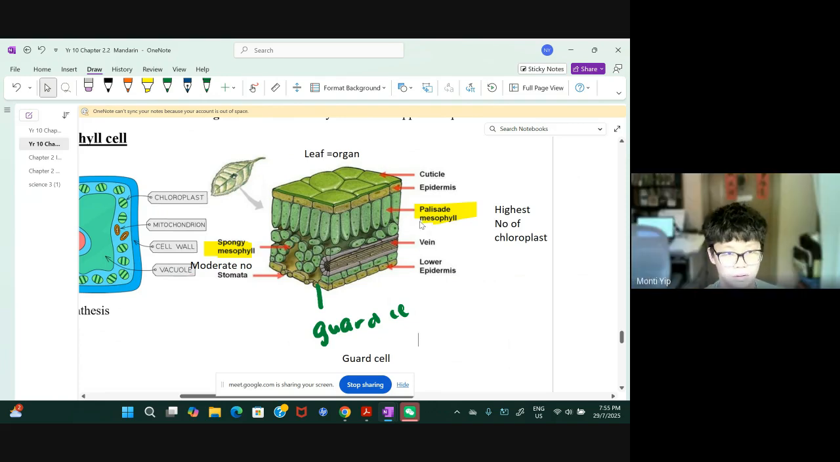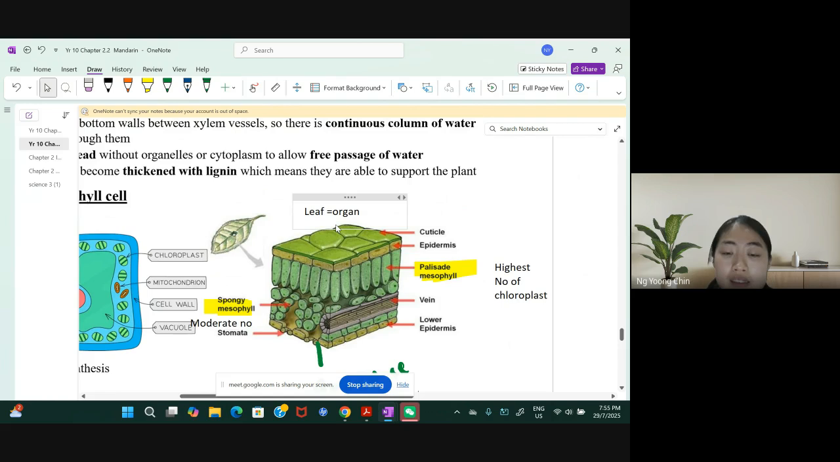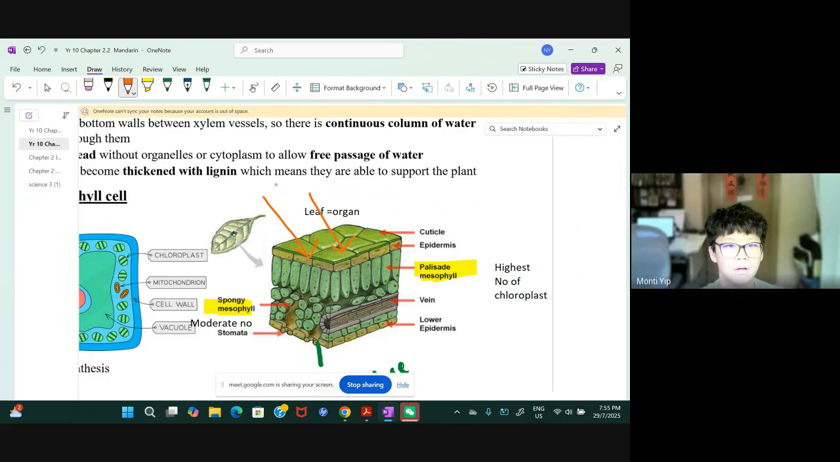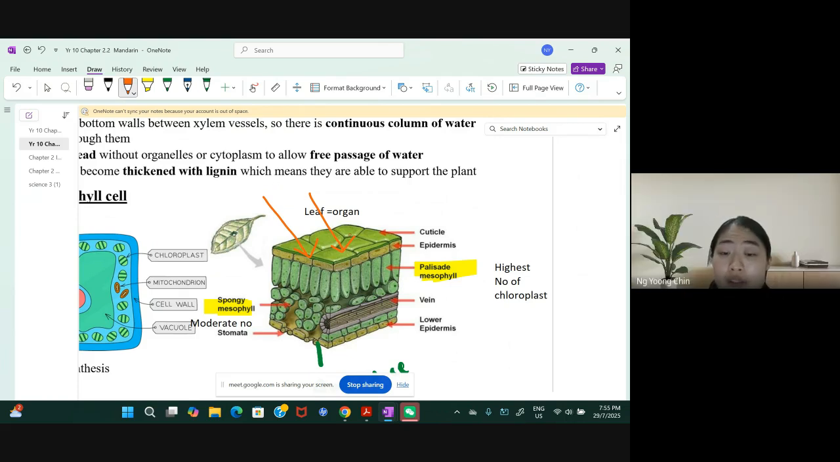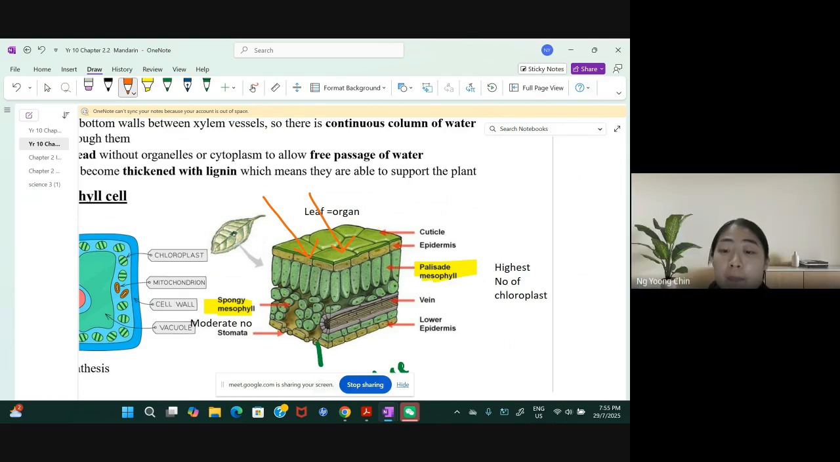The reason is that what the leaf does is absorb the sunlight, correct? So the sunlight will shine on the leaf surface. So it will penetrate through the transparent cuticle and the thin layer of the epidermis, and then it will enter into the chloroplast inside the palisade mesophyll cell.